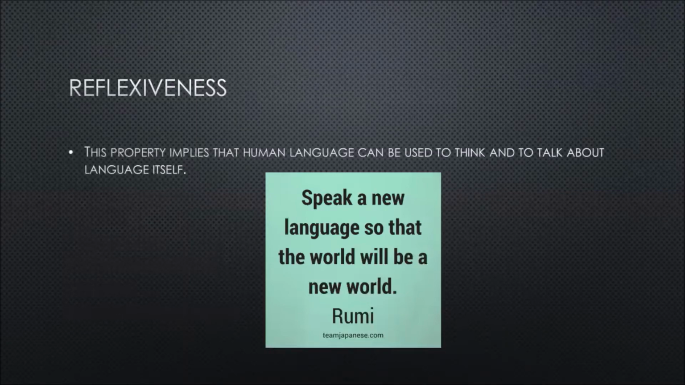First, reflexiveness. What is reflexiveness? This is one of the key features of human language, and it means that we can talk about language. We can use language to talk about language. Yes, we can speak about language. Some other creatures do not have a language which allows them to talk about their language itself. This is one of the key features of human language, reflexiveness.